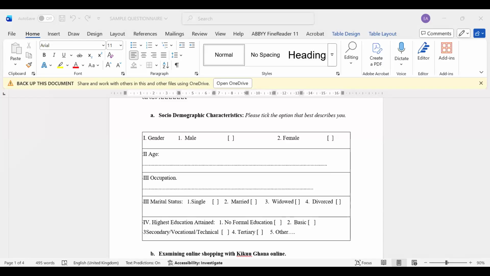Hello, Madam. Yeah. You made mention of the fact that the questionnaires must be in accordance with the specific objectives. Is it possible to go beyond the specific objectives, or does it always have to be tailored to the specific objectives?